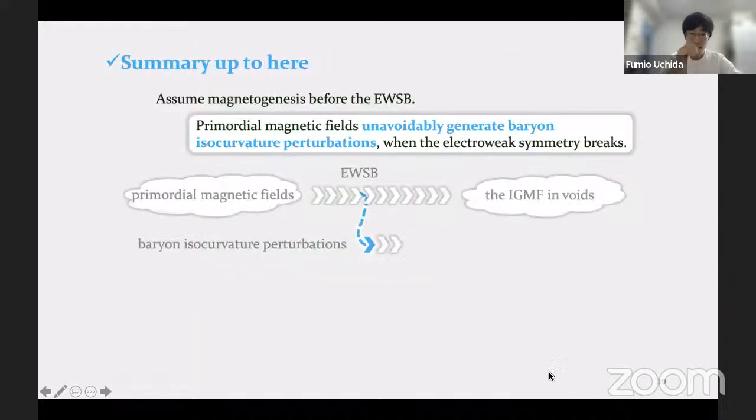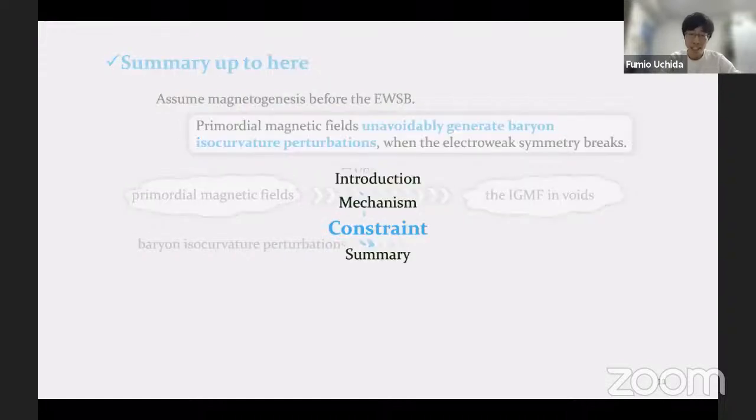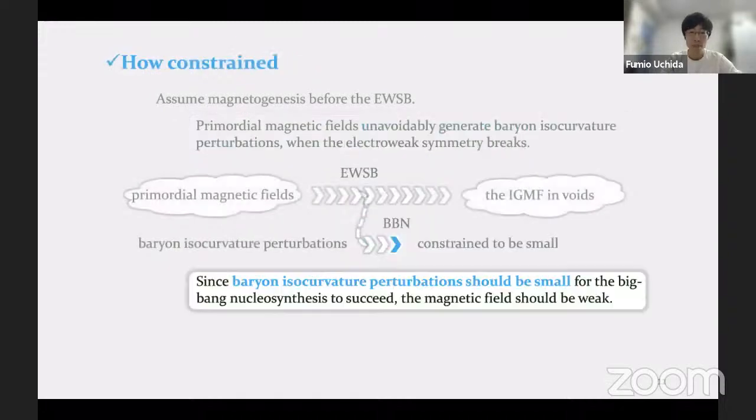So let me summarize what I explained up to here. If we assume magnetic field generation in the symmetric phase, it unavoidably generates baryon noise curvature perturbations through the chiral anomaly at the electroweak symmetry breaking. The next step is how these magnetic fields, or equivalently, baryon noise curvature perturbations generated by them, are constrained.